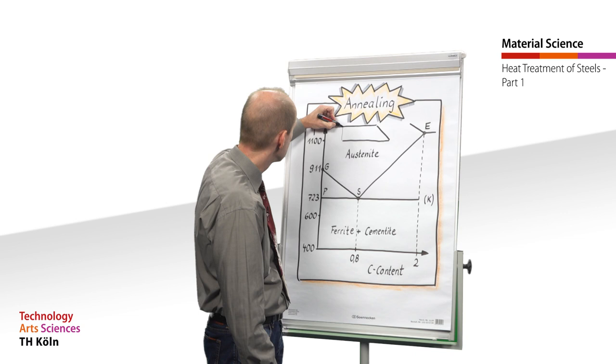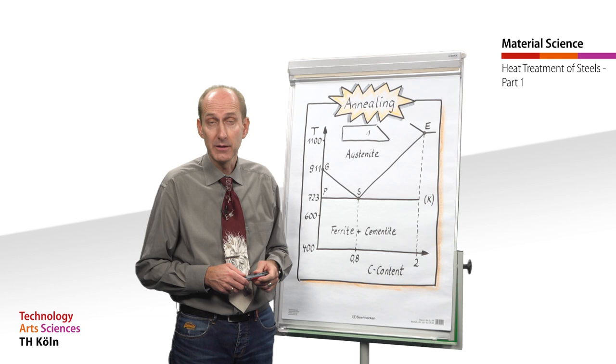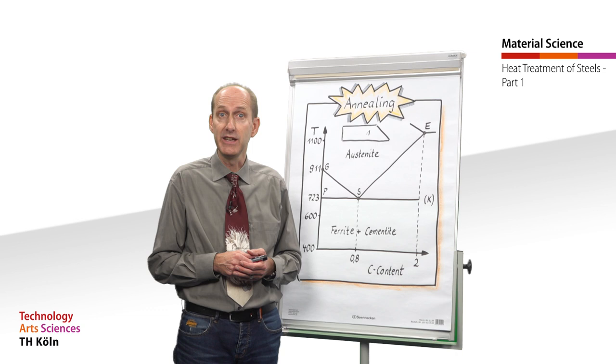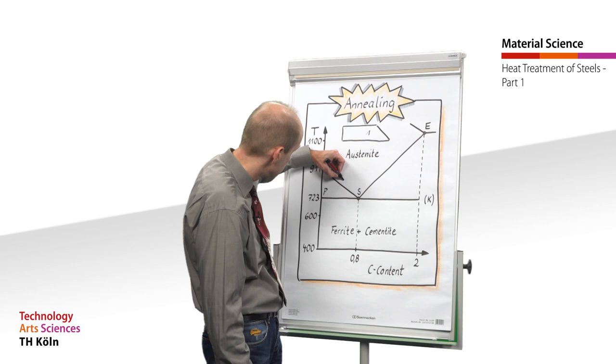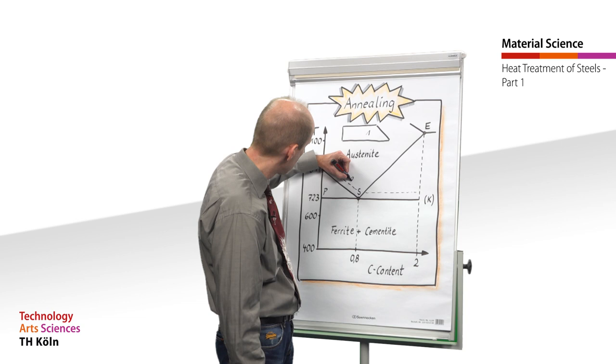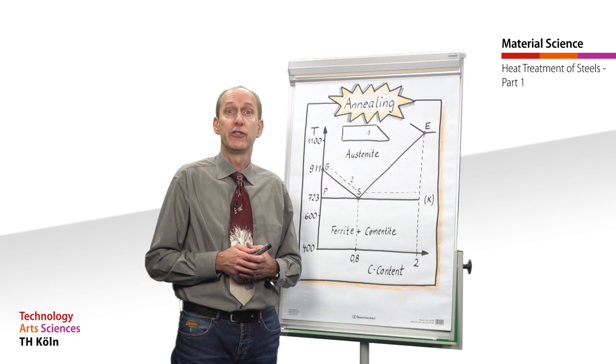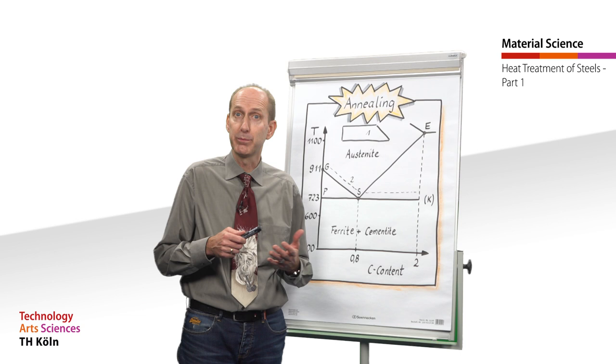In normalizing, the pearlite dissolution is necessary so that the annealing temperatures here are slightly above the GSK line. In soft annealing, a specific thermodynamically induced transformation of the cementite is required, which takes place in the vicinity of the GSK line.